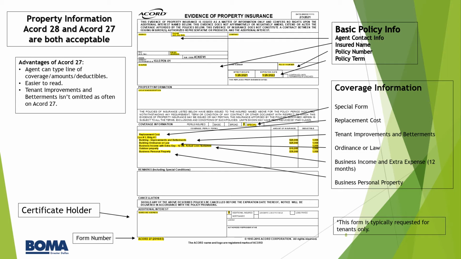Just like the other Accord form, the agents can show special form, replacement cost, tenant improvements and betterments, ordinance or law, business income, and also the business personal property. And finally, not only do we see a certificate holder box, but again, there's your form number at the bottom left corner.